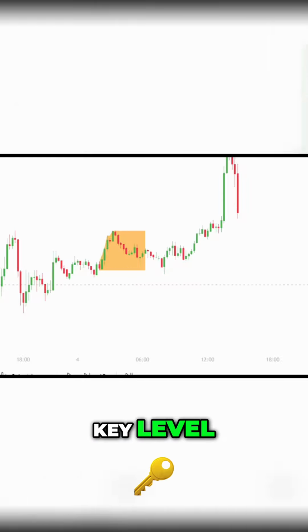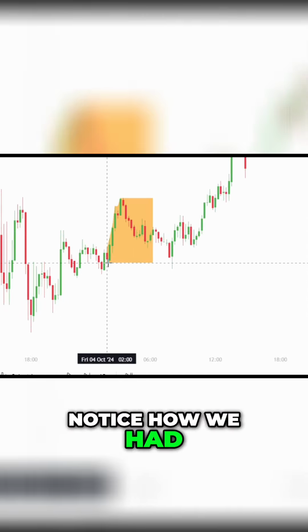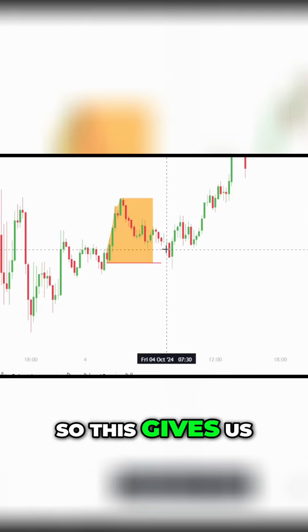Why was this a key level? So again, we have the Asian range, something I always speak about. Notice how we had a very subtle sweep of the Asian range over here. So the Asian range low. So this gives us our Judah swing.